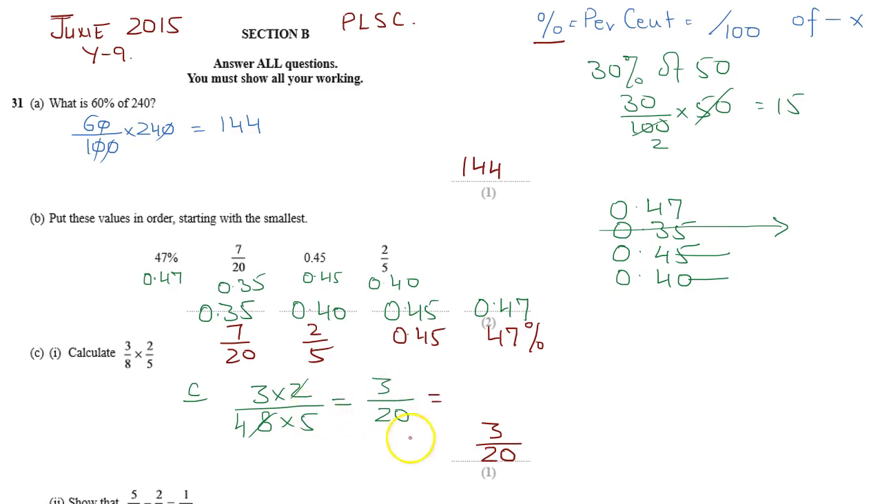In some cases, because this is a 1 mark question, you can write 3 times 2 is 6 and 8 times 5 is 40. This is also the correct answer. You will get the marks because it says calculate, not simplify. It is not written simplified, so you will get the mark for this, but it is good if you write a simplified form.